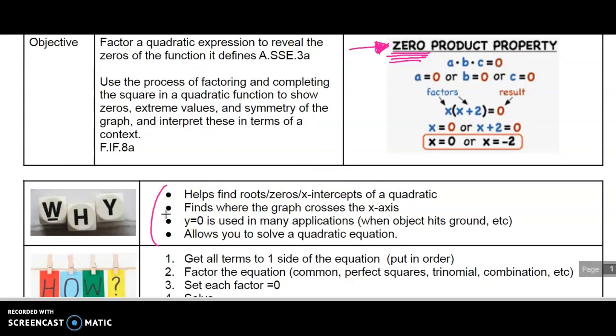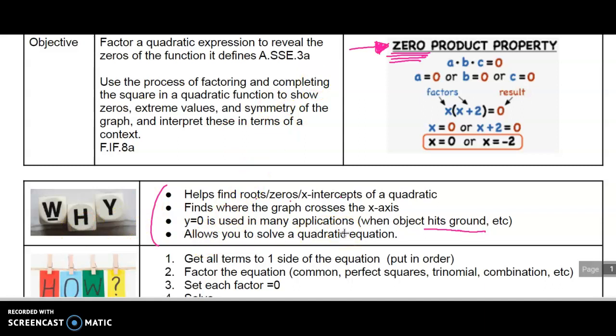Why we would want to do this is a lot of reasons. We learned from graphing when our equation is equal to 0, that's where the graph crosses the x-axis. So that will help us find our roots, our zeros, our x-intercepts, they're all the same thing. Sometimes they want to know when an object hits the ground in an application, when our profit is 0, our break-even point, things like that.